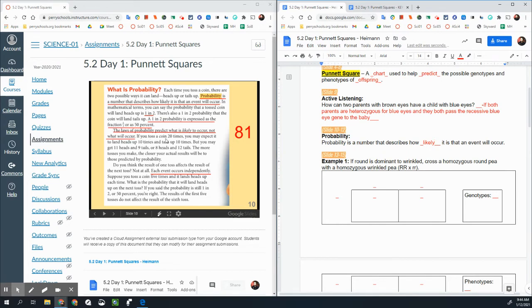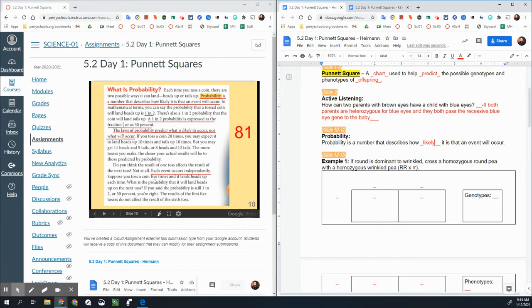If you toss a coin 20 times, you may expect it to land heads up 10 times and tails up 10 times, but you may get 11 heads and 9 tails, or 8 heads and 12 tails. The more tosses you make, the closer your actual result will be to those predicted probabilities. Do you think that the results of one toss affect the results of the next toss? Not at all. Each event occurs independently.